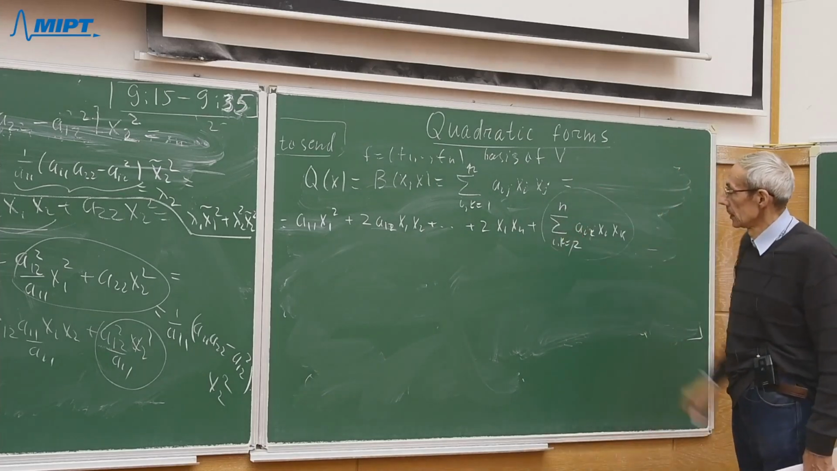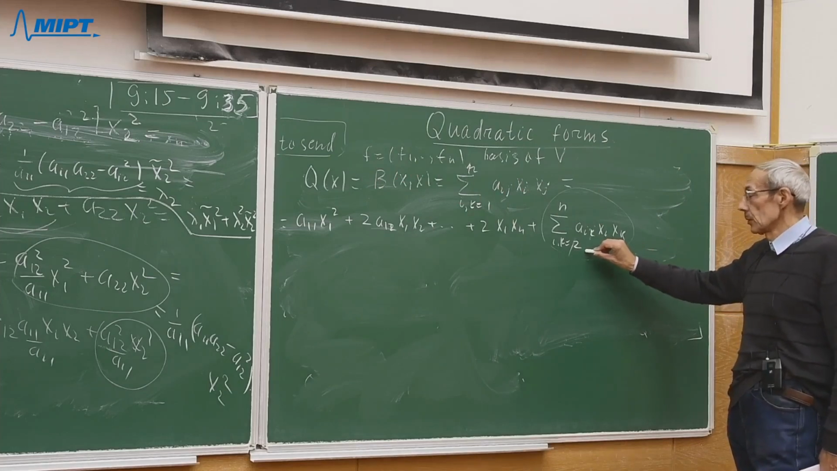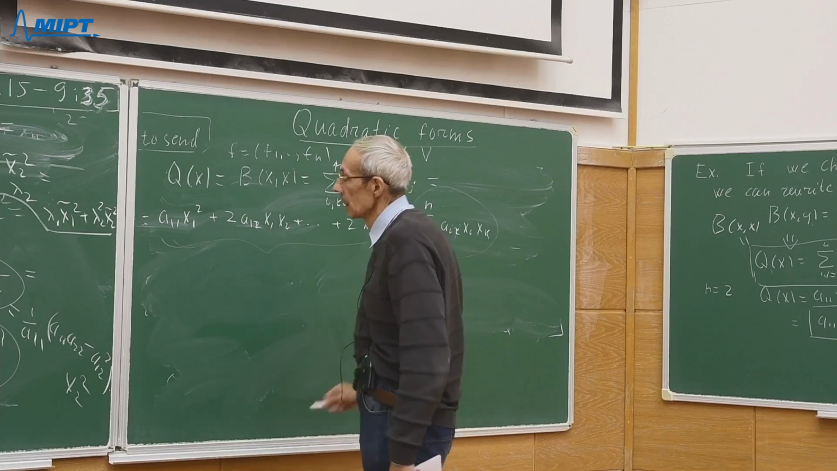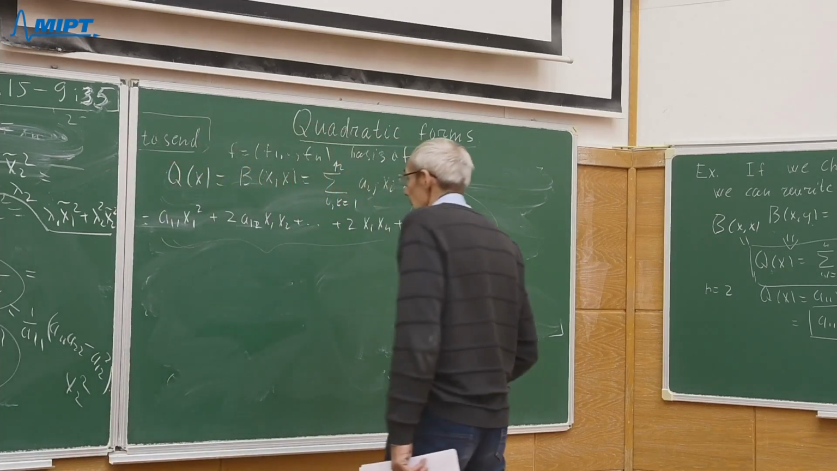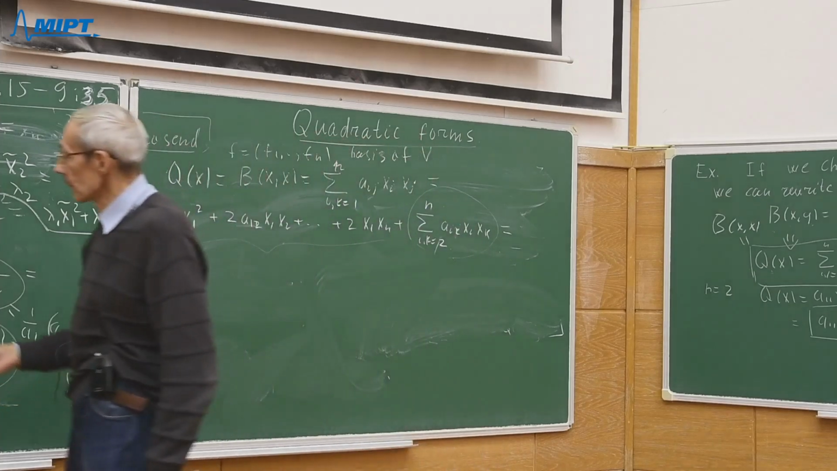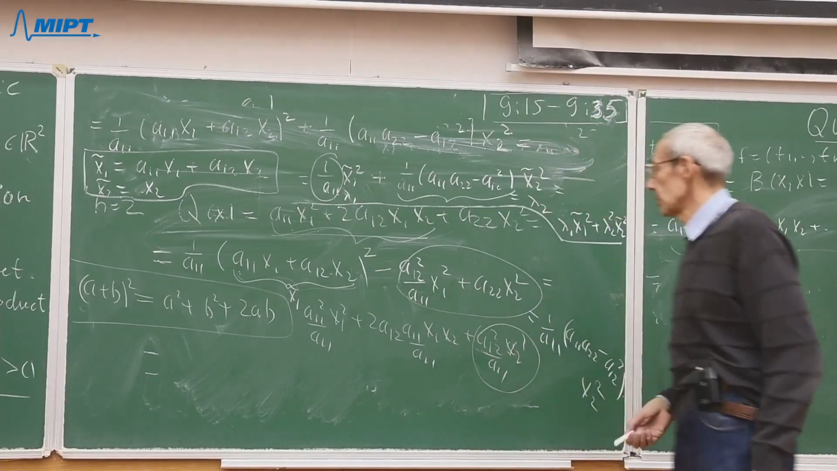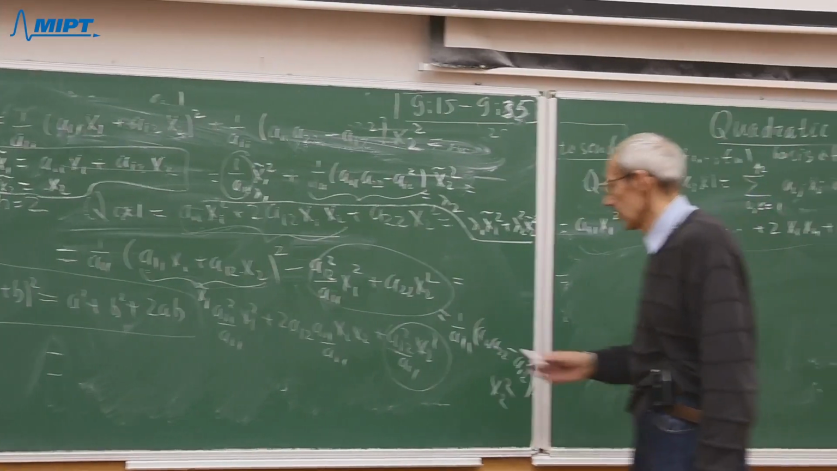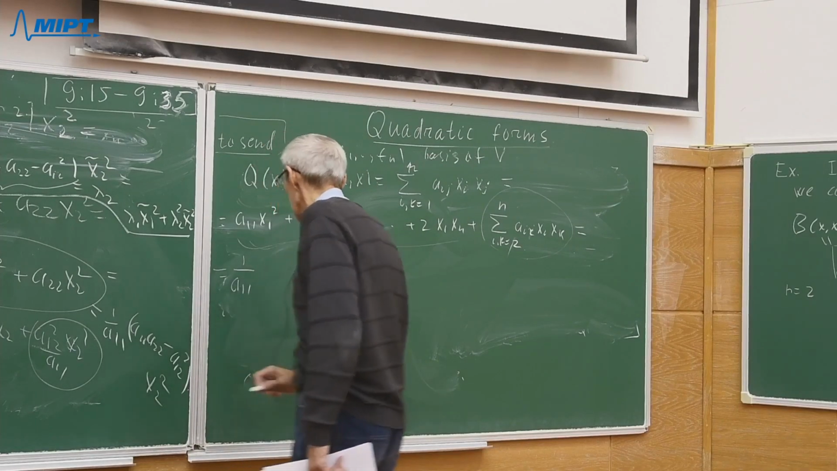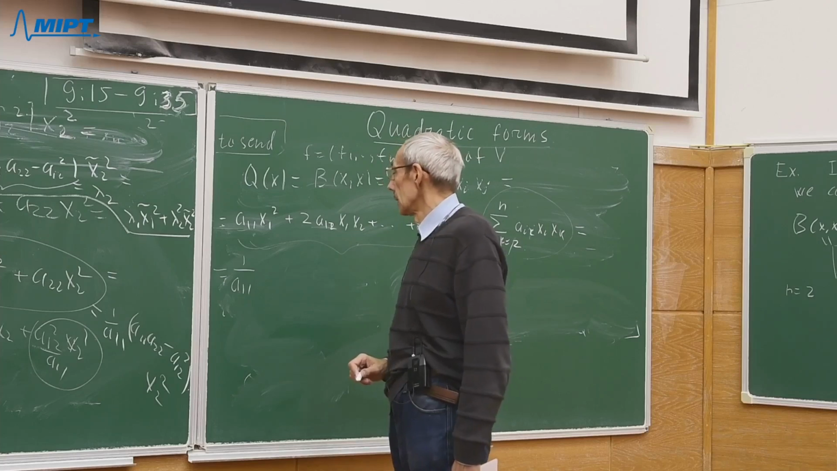This term contains only variables with numbers from 2 to n, without the first variable, and the first summand contains the variable x1. And we also can rewrite this expression as a square minus a sum which contains only the squares of these variables. We also divide by the first coefficient. We will suppose that this coefficient a11 is not equal to zero.